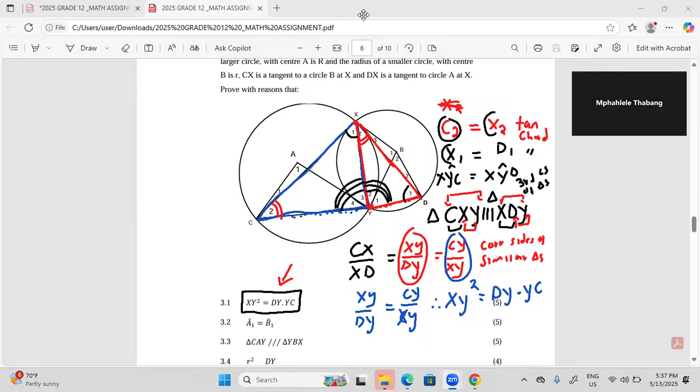Yes. Okay. So after cross multiply, we see that xy squared equals dy times yc. I'm happy because my work is safe. It was going to be something else, starting over. So 3.1 solved. Let's go to 3.2.